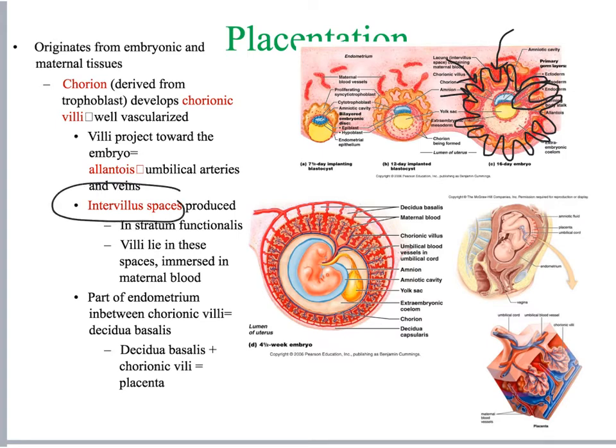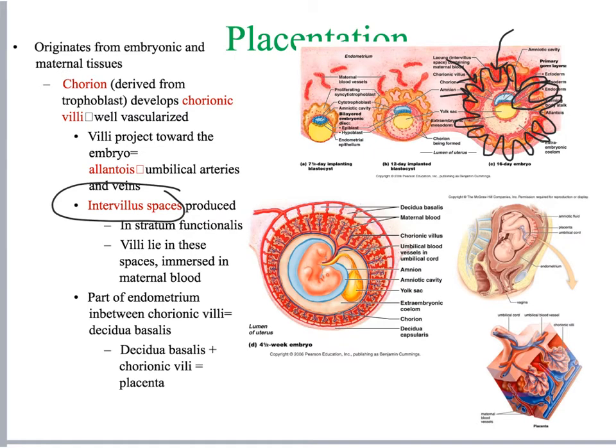Now, in between these chorionic villi are the spaces of the mother's endometrium, and we call these intervillous spaces. Remember, these are endometrium, and they're in the stratum functionalis. The villi of the developing embryo, of the chorion, lie in these spaces, immersed in maternal blood. The part of the endometrium in between the chorionic villi we call the decidua basalis. And if we really are being accurate, it's the decidua basalis plus the chorionic villi that make up the placenta. So the placenta essentially is half maternal and half embryonic, with the maternal part being the intervillous spaces or the decidua basalis, and the chorionic villi, those outcroppings of the chorion, being the embryonic parts of the placenta, and it's the two of them together that are the placenta.